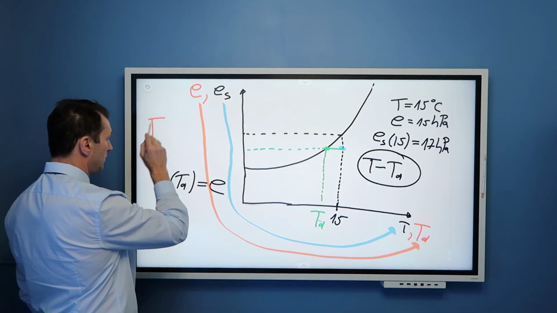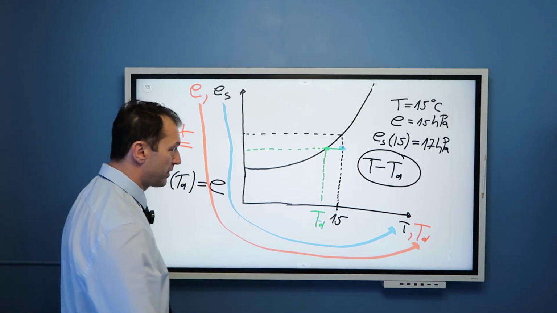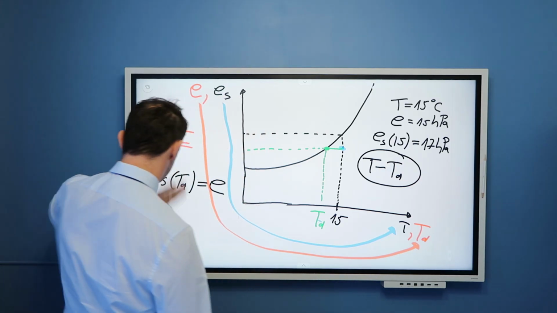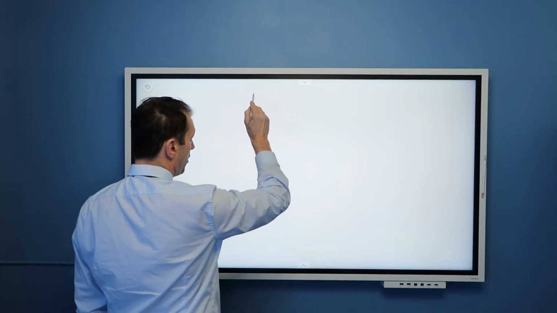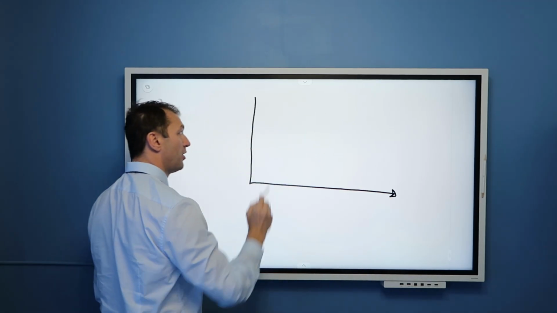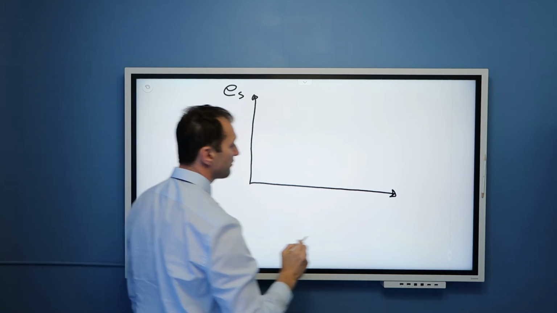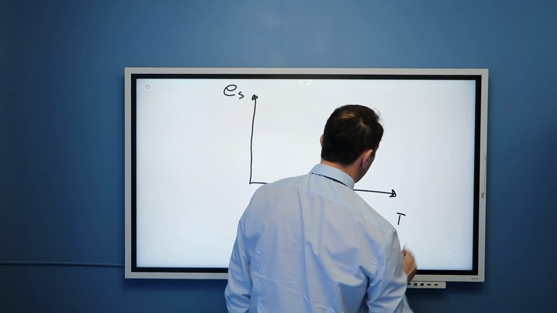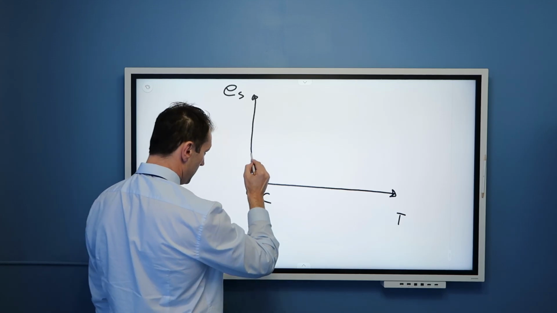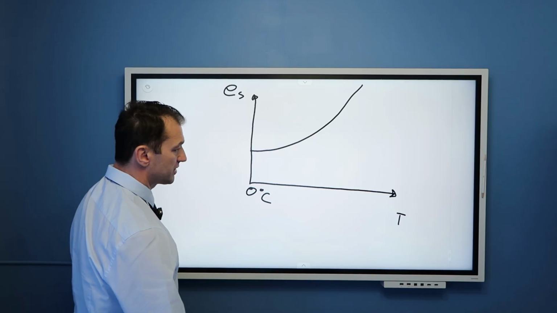What is frost point, or frost point temperature? Let's erase this and discuss it. We saw in previous video that we can have the phenomenon of supercooled water. So if here I have saturation vapor pressure, and here I have temperature, and here is 0 degrees Celsius, then the line that we just discussed looks like this.